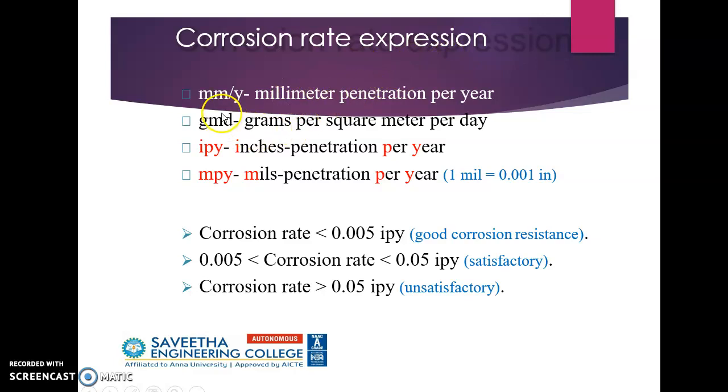Corrosion rate, we can express in millimeter penetration per year, or grams per square meter per day, inches penetration per year, miles penetration per year, like that. If the corrosion rate is less than 0.005 IPY, good corrosion resistance. If the corrosion rate is between 0.005 and 0.05, it is satisfactory. And if the corrosion rate is greater than 0.05, it is unsatisfactory.